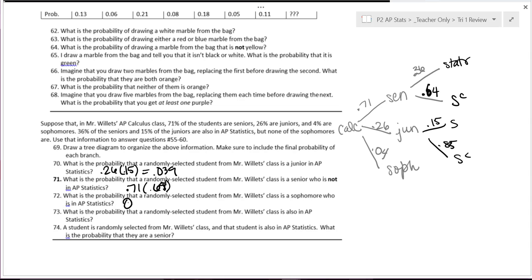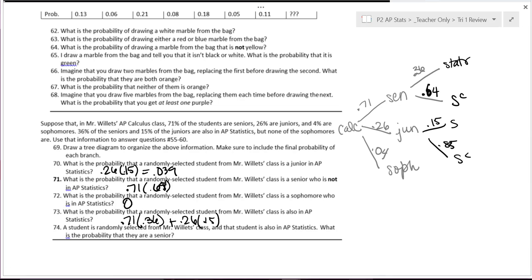A randomly selected student from Mr. Willett's class is also in AP Stats. We have 2 AP Stats tree lines, so really you're just adding up the probabilities from 70 and 71, because we're saying that they are a senior in AP Stats or they are a junior. Remember, or means add. So 0.71 times 0.36 plus 0.26 times 0.15, and that would give you the output that's on the key.